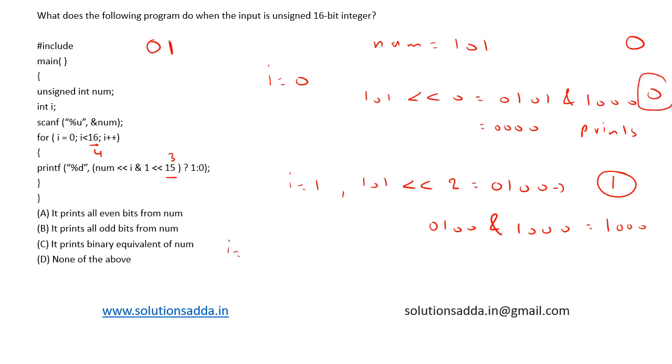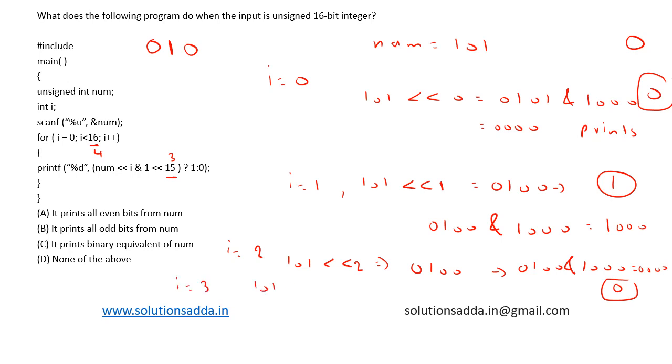Now I equal to 2. We have 1, 0, 1, left shift 2. Here we are actually left shifting it by 1. Then we get 0, 1, 0, 0. And we are ANDing it with 0, 1, 0, 0 and 1, 0, 0, 0. We get 0, 0, 0, 0. So here also we are printing 0. So 0 gets printed here. Now I equal to 3. 1, 0, 1, left shift 3. We get 1, 0, 0, 0.